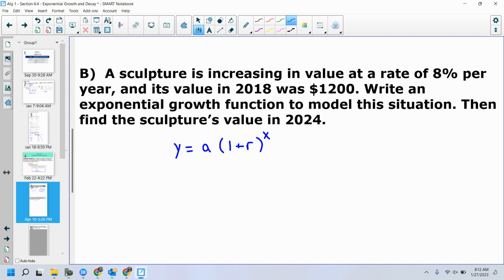Okay, let's write our equation. What's our A in this case? What's our A? $1,200. 1 plus, okay, what's R?